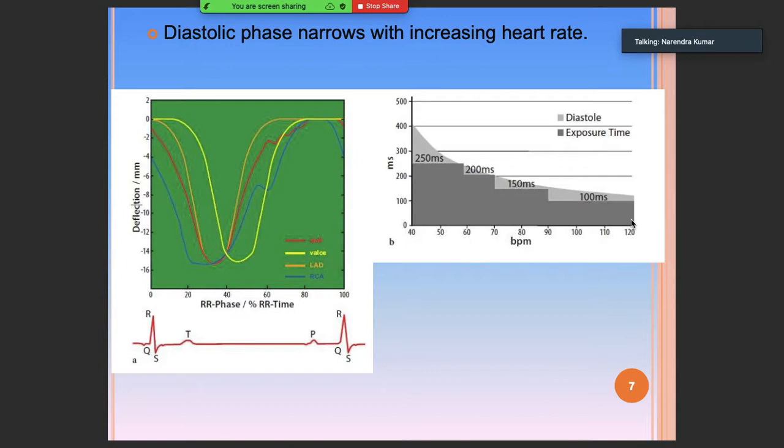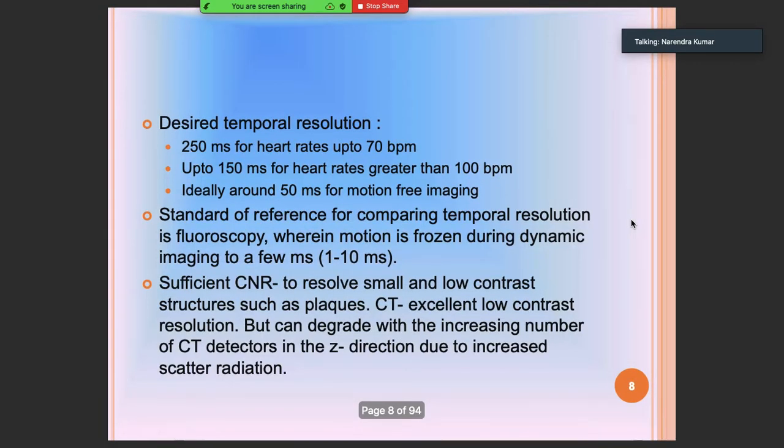So what are the desired time intervals? For example, for a heart rate of around 70, we try to get a temporal resolution of 250 milliseconds. Similarly, if the patient's heart rate is more than 100 beats per minute, 150 milliseconds is pretty good. Similarly, 50 milliseconds is good for motion-free imaging, in fact. That's why the standard of reference for comparing temporal resolution is fluoroscopy, when the motion is frozen during the dynamic image, even for some time as well.